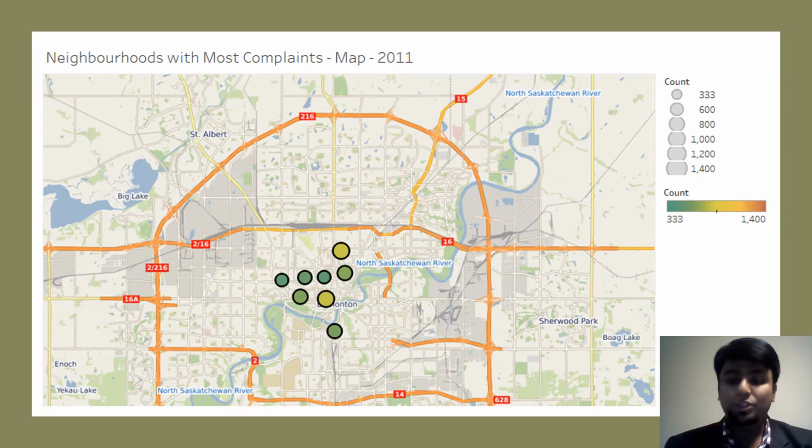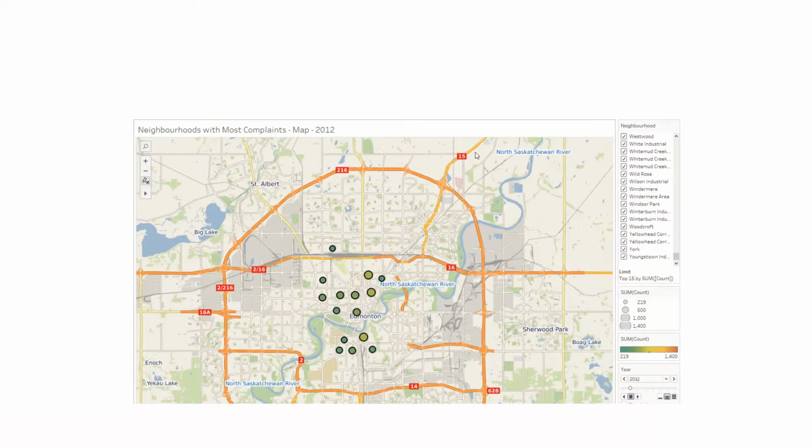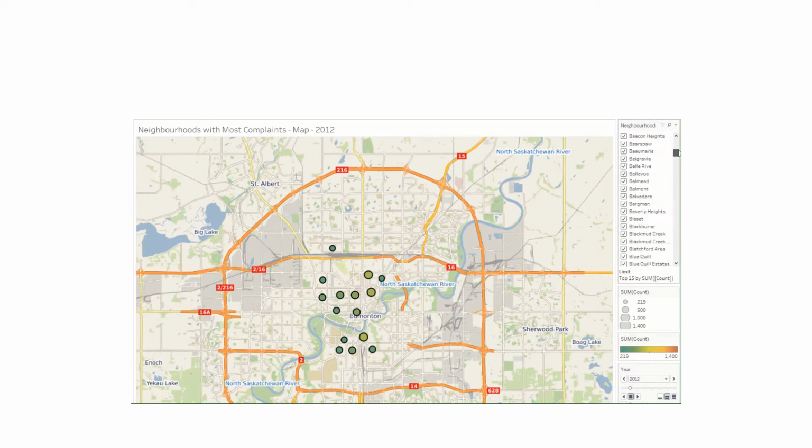The next question that we wanted to answer was, which areas of the city receive the most complaints? To answer this question, we used the map visualization. There are a lot of areas in the City of Edmonton's data set, but just to have a better idea of where most of the problems are being reported or where most of the complaints are being recorded, we just filtered the top 15.